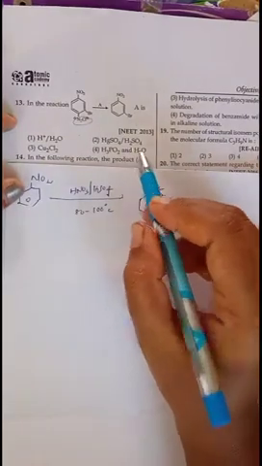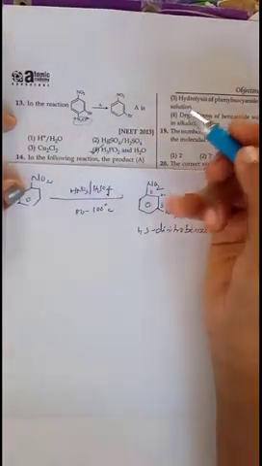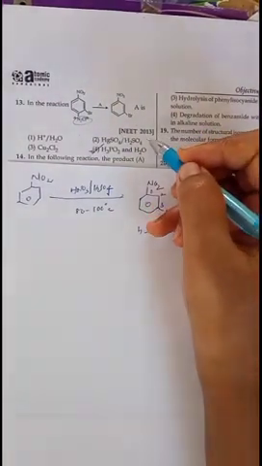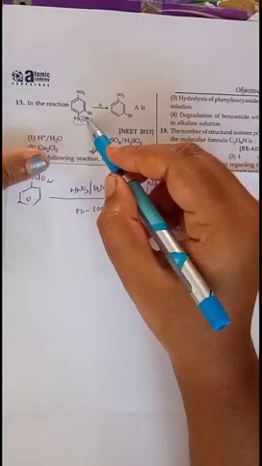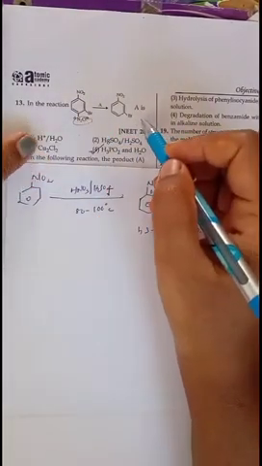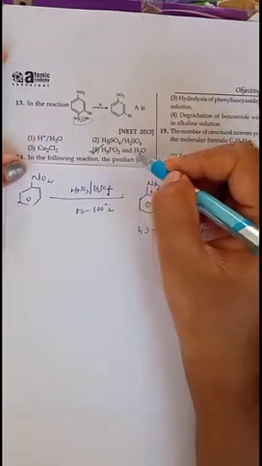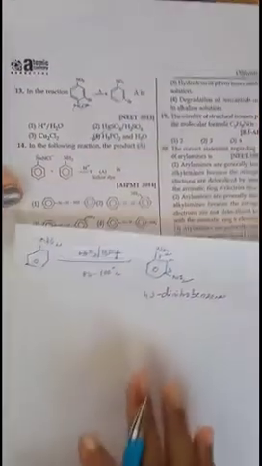So for this, we can use H3PO2 and water as a reagent. In presence of H3PO2 and water, this substituted diazonium salt converts into metabromonitrobenzene. So the answer is H3PO2 and H2O. Okay, now the next one.